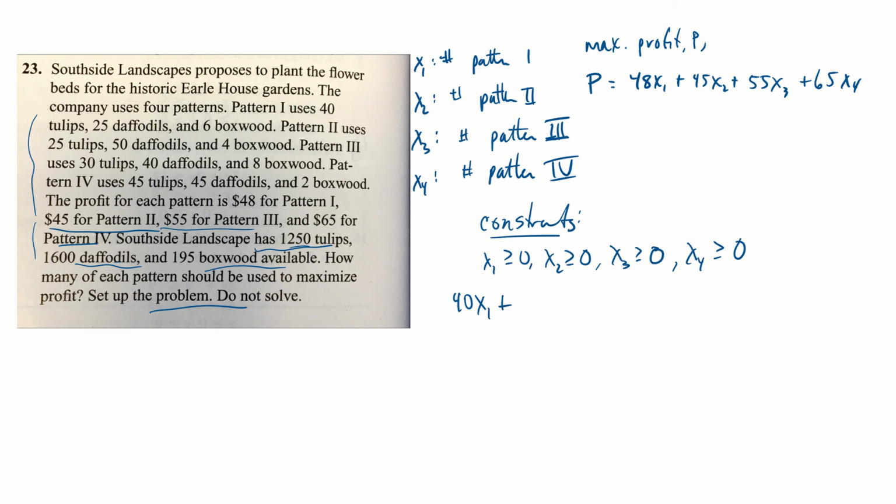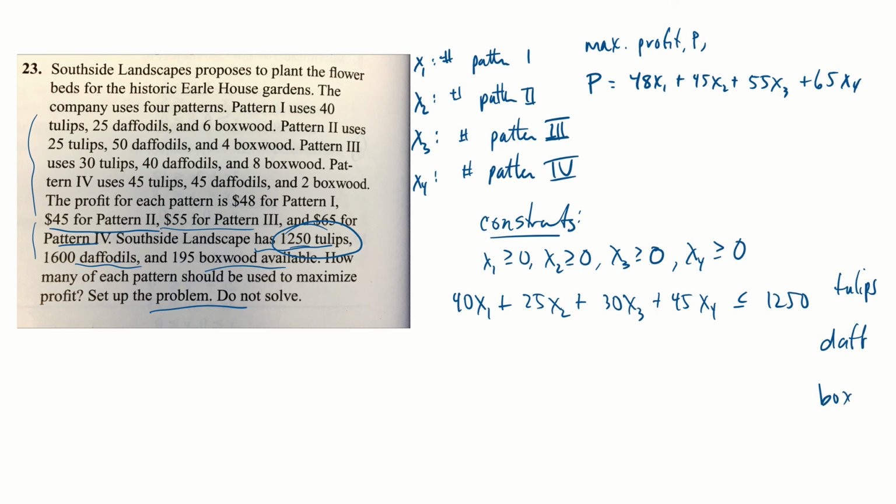and then pattern 2 uses 25 tulips. Pattern 3 uses 30 tulips, and pattern 4 uses 45 tulips. And that has to be less than or equal to 1250. These are the tulips. Then we've got the daffodils, and then we've got the boxwood.